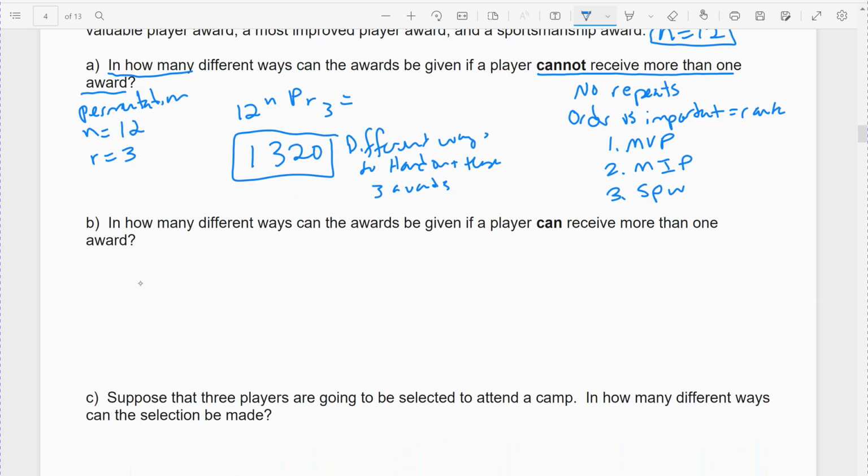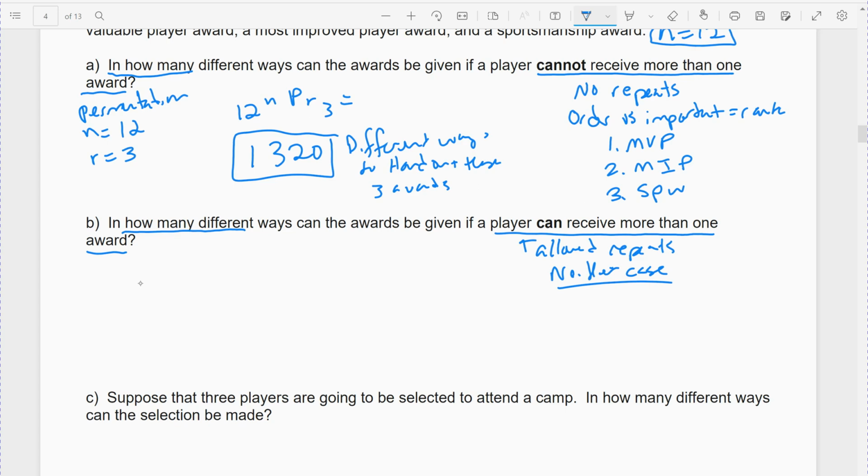Alright, part B, how many, so again we're counting, can the awards be given if a player can receive more than one? Technically speaking, somebody could win all 3. Suppose you had an outstanding player, he was the most improved, and he was the most valuable, and he had the best sportsmanship. And so in this case, we're allowed repeats. So it's the neither case. You cannot use permutations. You cannot use combinations. So you have to use your and or statements.